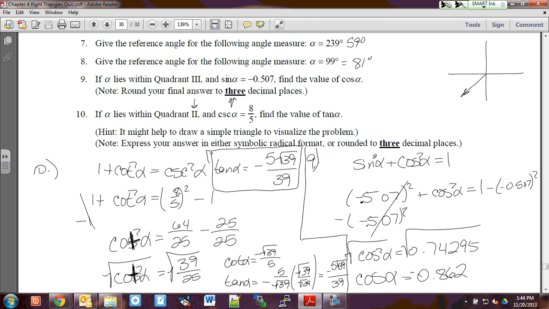So don't forget how to use your Pythagorean identities. The sine squared plus cosine squared equals 1. That's a Pythagorean identity. And then you have your two cousins, which is 1 plus cotangent squared alpha equals cosecant squared alpha, and tangent squared alpha plus 1 equals secant squared alpha. Don't forget those and how to use them.